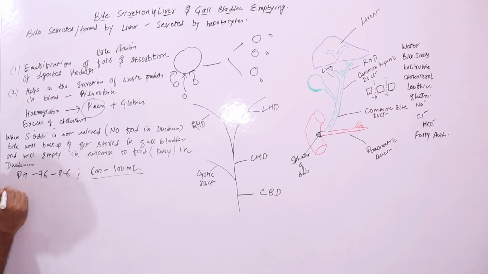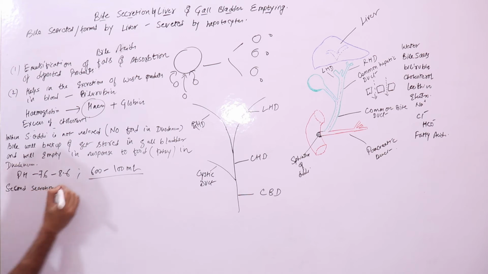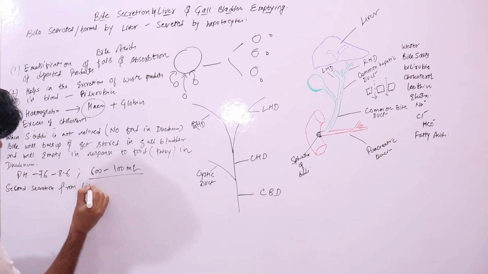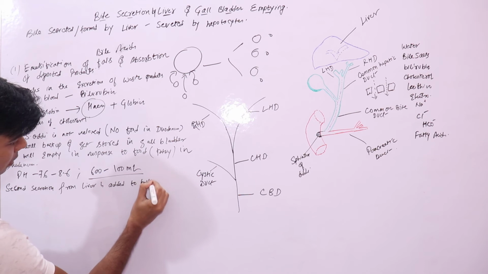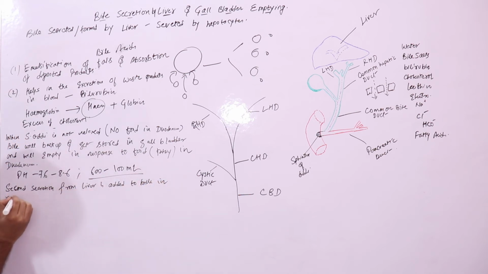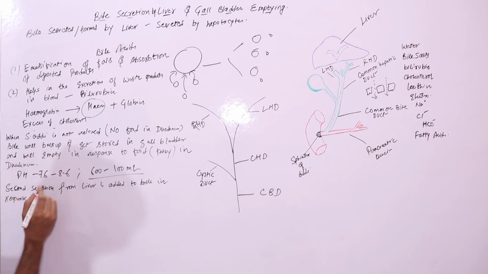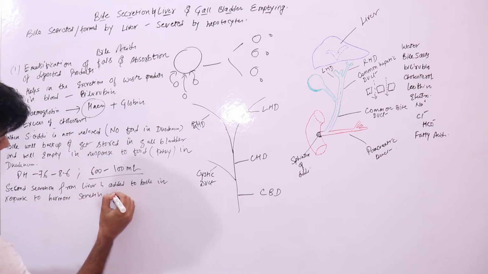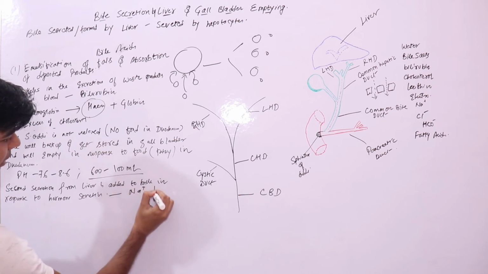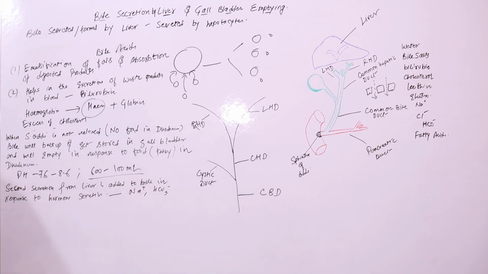So a second secretion from the liver is added to bile in response to the hormone secretin, right? And this secretion mainly contains your sodium ions and bicarbonate ions, right?